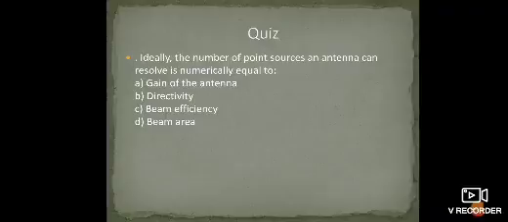Ideally the number of point sources an antenna can resolve is numerically equal to the directivity. That means the number of point sources an antenna can resolve is numerically equal to, not the gain of an antenna, not the beam efficiency, not the beam area, it is nothing but the directivity of an antenna.